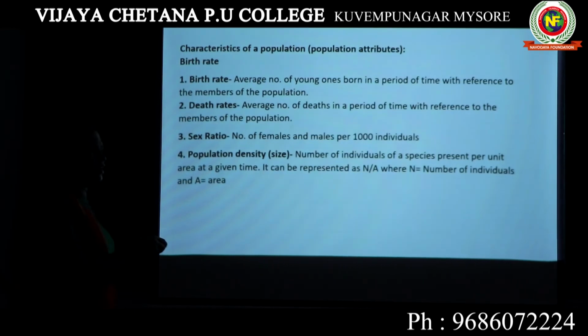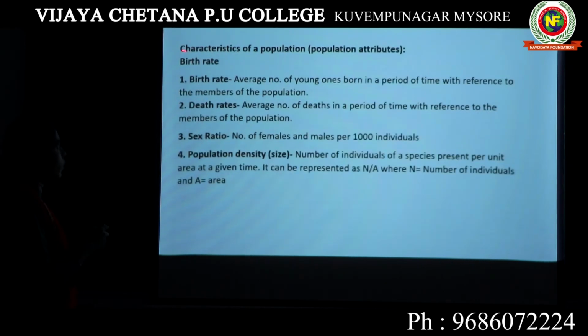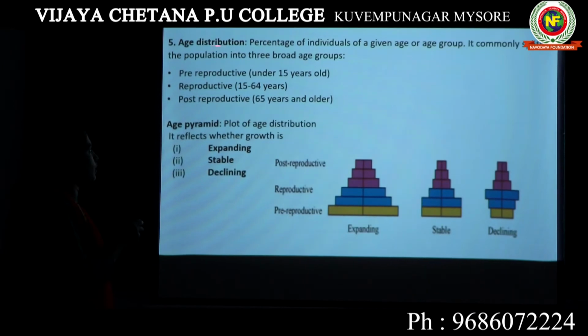So these are the 4 population attributes. Now we will have to study one more population attribute, that means an attribute or a characteristic which is specific to this particular population. That is age distribution. What are the different population attributes we have already studied? Birth rate, death rate, sex ratio, population density. Apart from all these 4, we have one more population attribute which is age distribution.